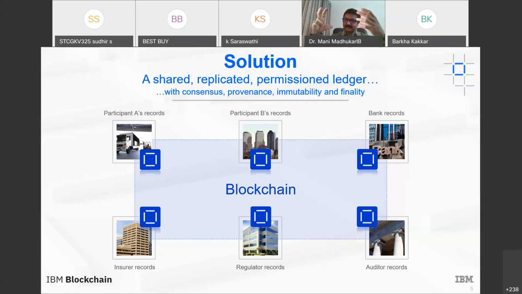Shikha was asking a question in a previous session. What is the backbone of blockchain adoption? A smart contract or chain code?